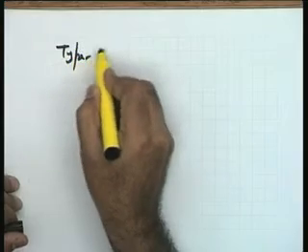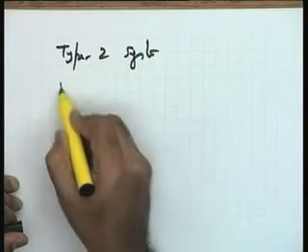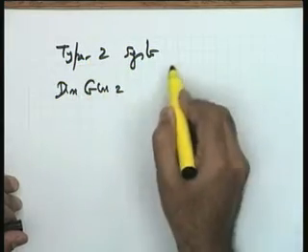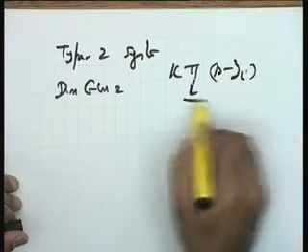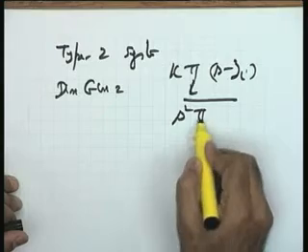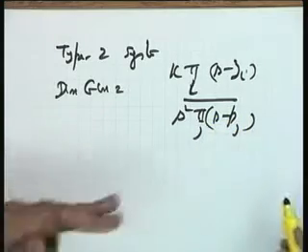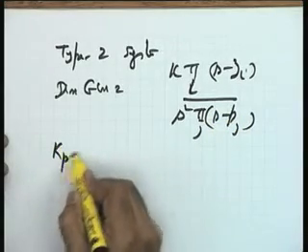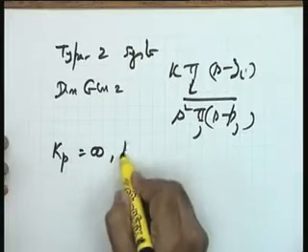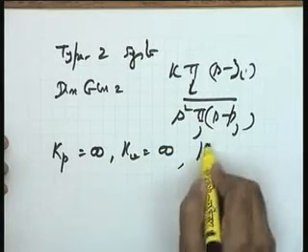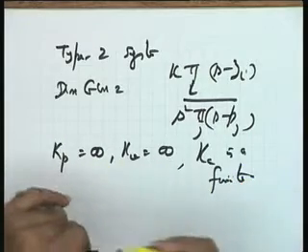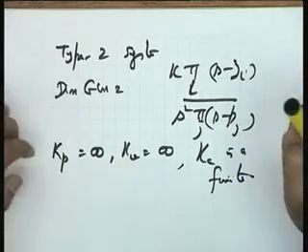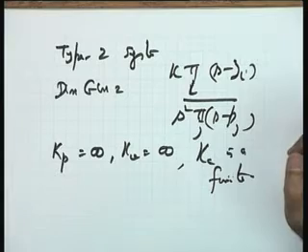Now, lastly, the type 2 system. Type 2 system, if I take, well, DsGs is equal to K product of (s minus zi) over s squared product of (s minus pj). Well, the calculations will immediately come. Kp is equal to infinity, Kv is equal to infinity, and Ka is a finite value. So it means a type 2 system will have 0 steady state errors to both step and ramp inputs.